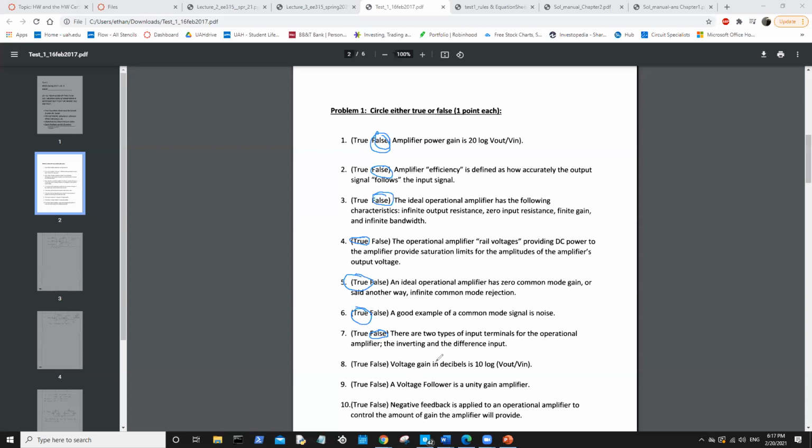Number 8, true, false. Voltage gain in decibels is 10 log. Nope. The 10 log only shows up when you're calculating power gain in decibels. And since there's a 10 here coupled with voltage gain, you'll automatically know that this is a no-no. Voltage gain and current gain are calculated with the formula 20 log V out over V in for voltage gain, and 20 log I out over I in for current gain.